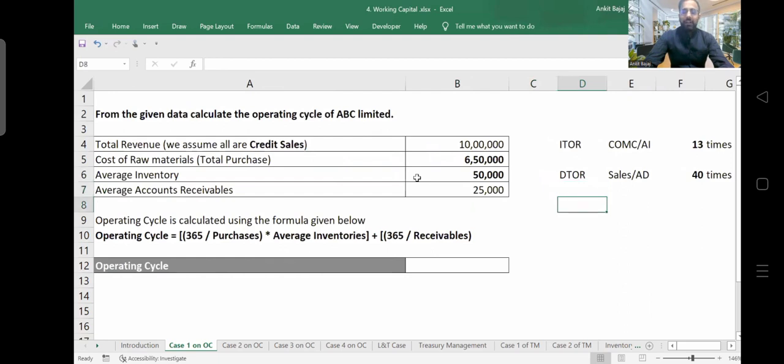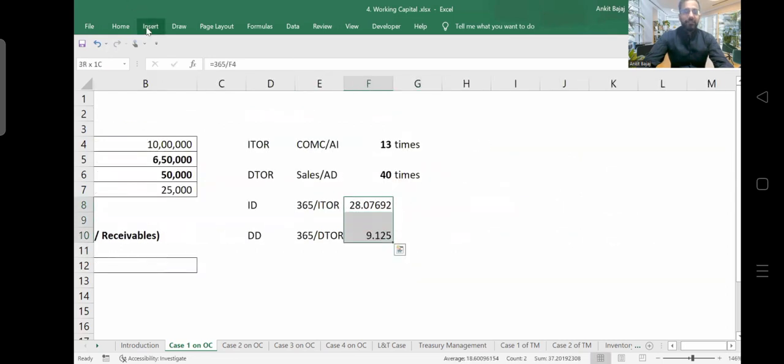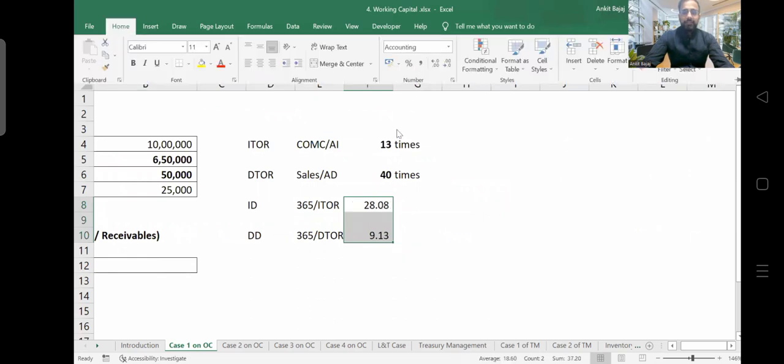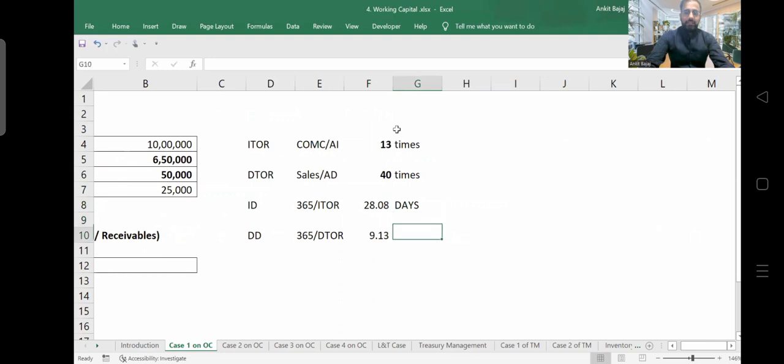Now, if I want to calculate inventory days, what formula will I be using here? The formula for calculation of inventory days is 365 divided by ITOR. Then for debtor days, we use the formula 365 divided by DTOR. So 365 divided by 13 is 28, and 365 divided by 40 is 9. So here you can see we have calculated the data in days.